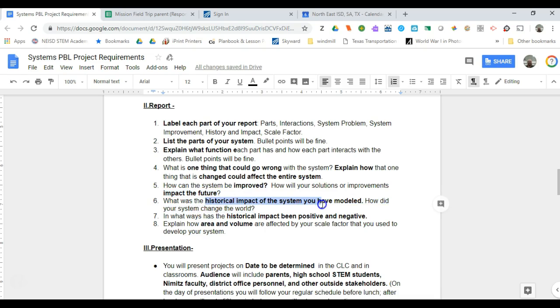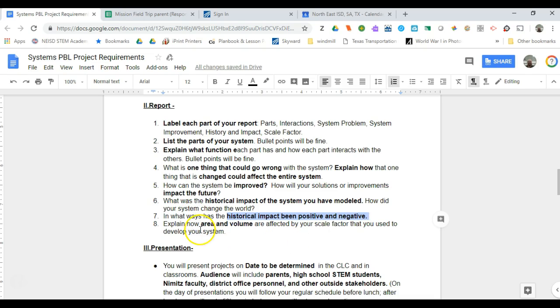Okay, what is the historical impact of your model? Again, if you're talking about something like an engine or an airplane, that has changed the world. So you need to speak about how it has done that. Historical impact, has that been positive or negative? This is where you need to do some research and think about the good and the bad, where you need to maybe make a judgment call about whether you think it's been positive or negative.